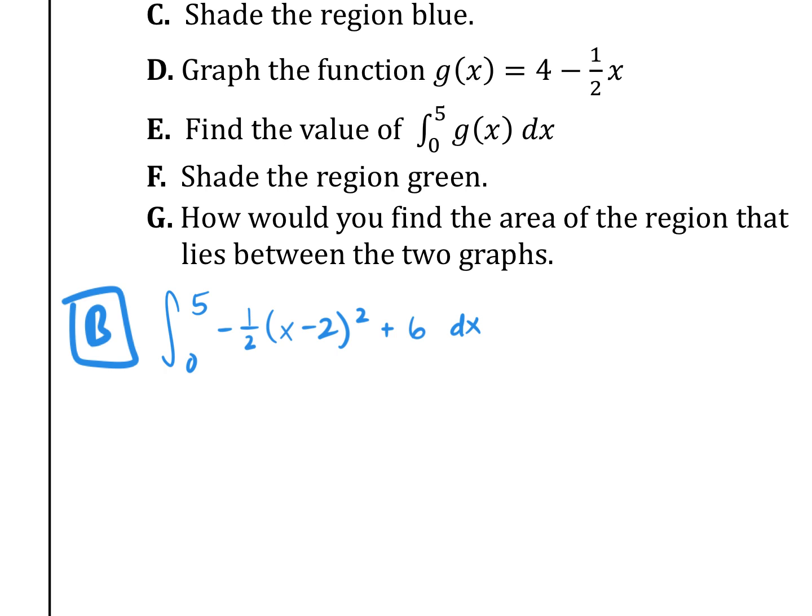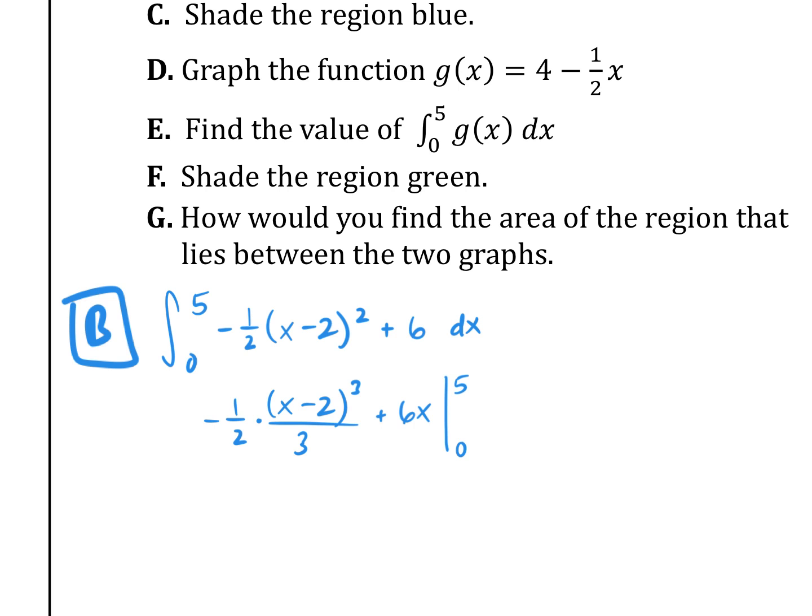So when I integrate this, I'm going to have my negative 1/2 out in front. And then I've got my x minus 2 raised to the power of 3, or n plus 1, and then divide by 3. What am I going to get when I integrate 6? 6x. Okay, do I need a plus c here? Nope, I can go ahead and just integrate this from 5 and then subtract what I get at 0.